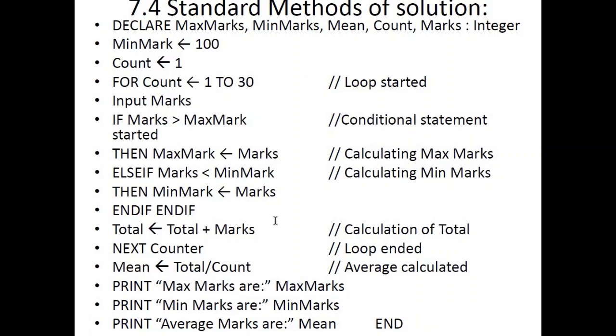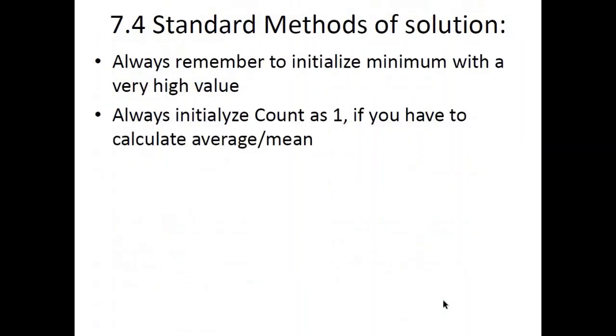If you have to do any one of these, then you can simply omit the part. Normally you have to calculate maximum and minimum together along with the average, but if the examiner asks you to calculate any one thing, then you can simply use the part for that and omit the part for the other two operations or calculations. Always remember to initialize minimum with a very high value and initialize count as 1 if you have to calculate average or mean.